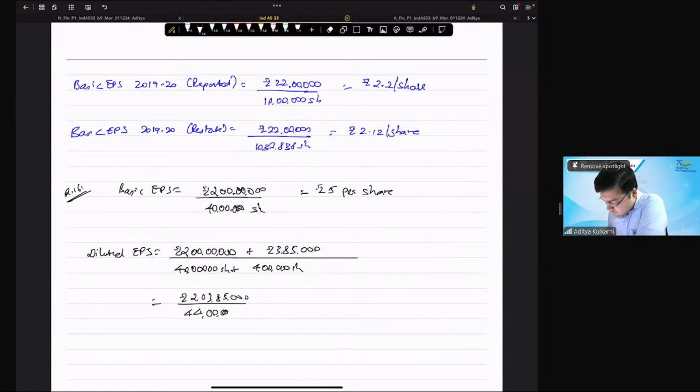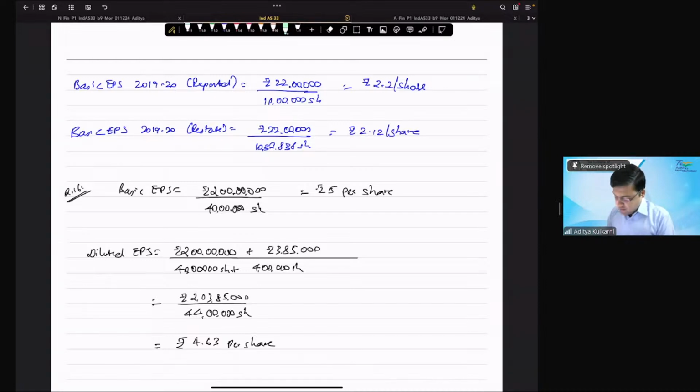44 lakh shares. So that comes to how much? 4.6. 4.63. 632, 633. Okay, okay, okay.